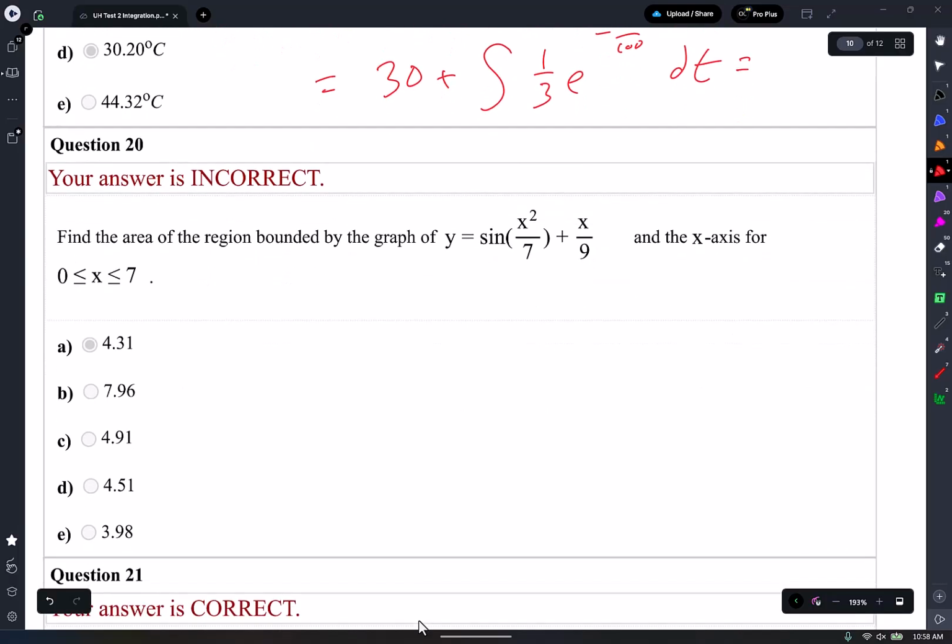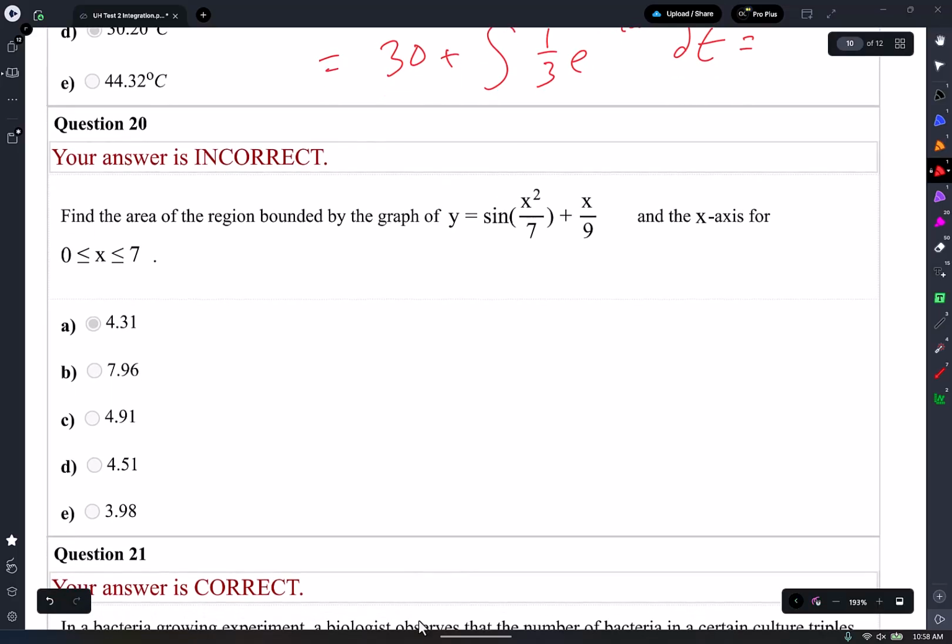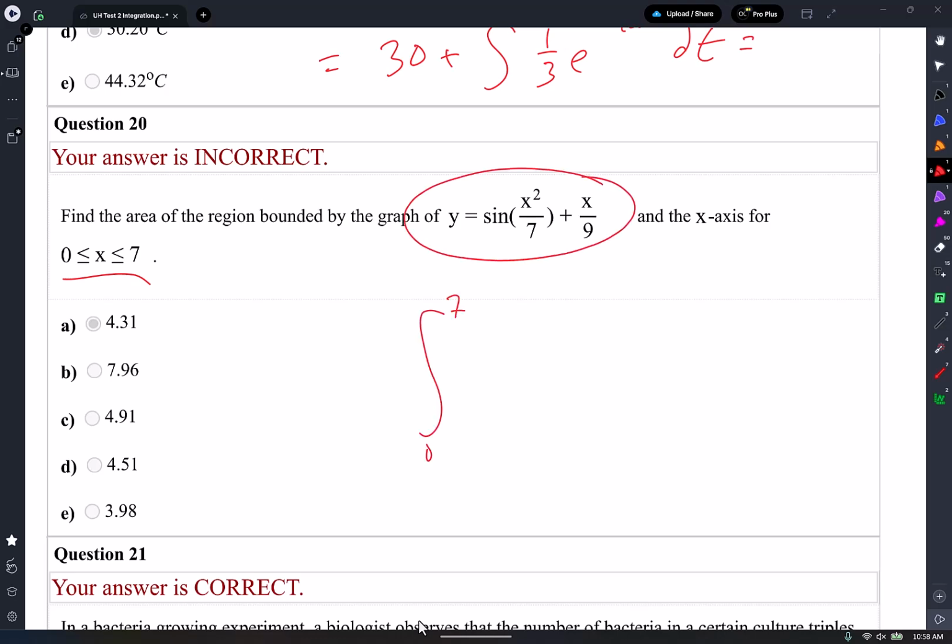Find the area of the region bounded by the graph and the x-axis between 0 and 7. I see that this is going up and down. Do you have to do anything by hand? No. Integral 0 to 7. Be careful. Remember the hack that we did earlier? This is going above the x-axis and below the x-axis, but I don't want to do a whole bunch of integrals. How do I just do it with one? I put a what? Absolute value of sine x squared over 7 plus x over 9 dx.